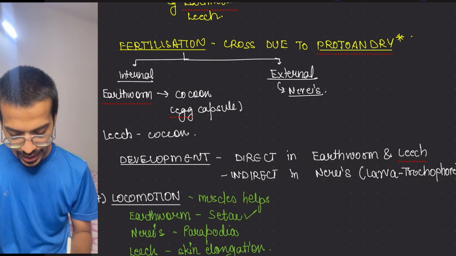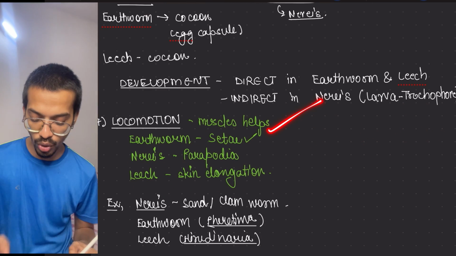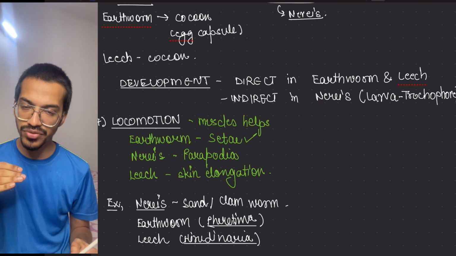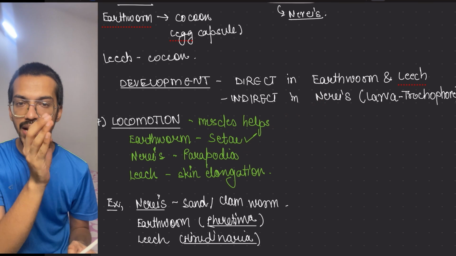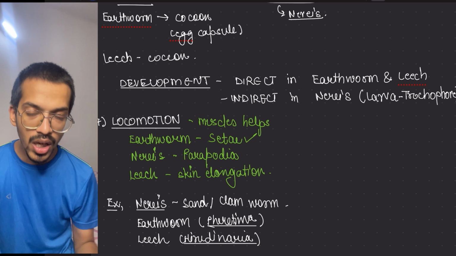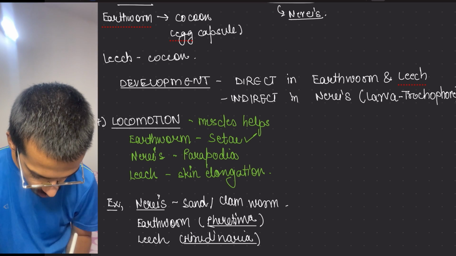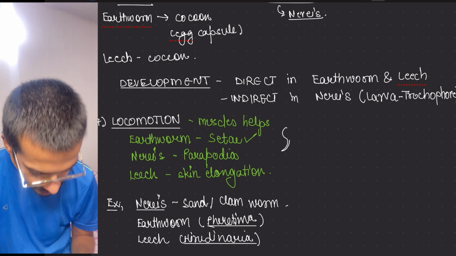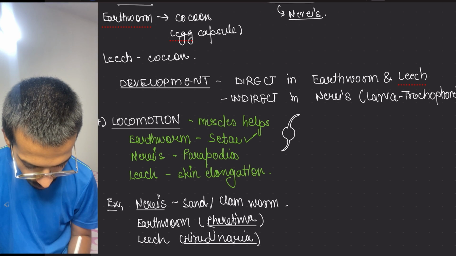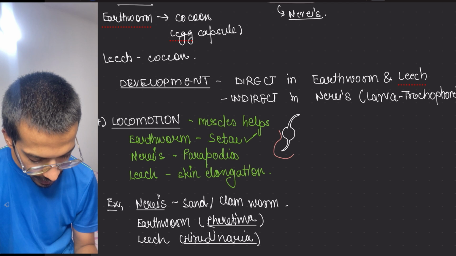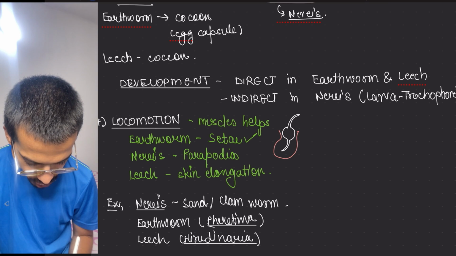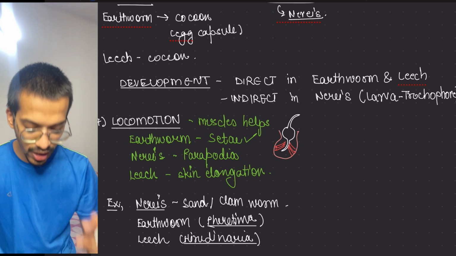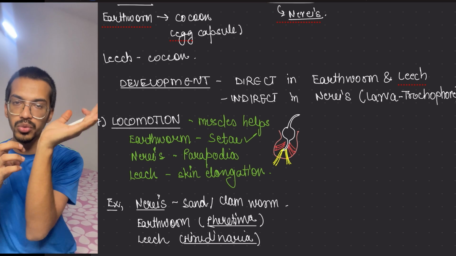Then locomotion in earthworm takes place by the setae. What is a setae? It's a chitinous structure which is S shaped. That's why the word setae. It moves with the help of longitudinal and circular muscles. So it looks something like that. It is present inside the setal pouch. Here your muscles will be attached. So different muscles are there, which contract, and this is how it moves.